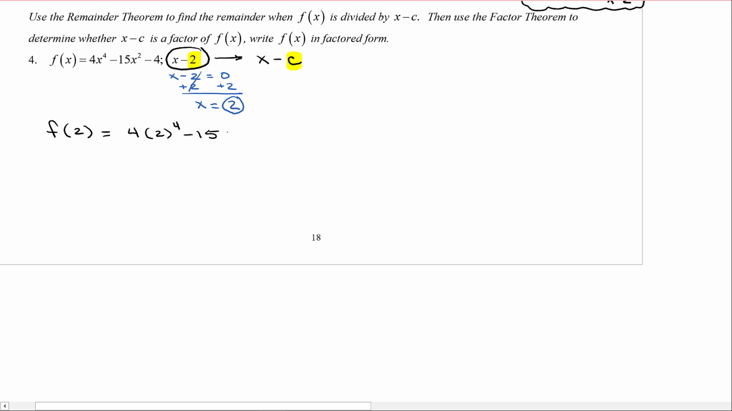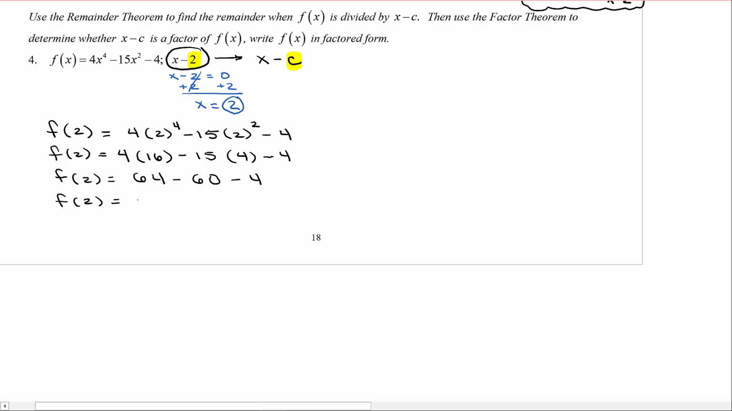So if I plug a 2 into this function, if I find f of 2, we're trying to see if this is a factor. If it's a factor, then it's going to be equal to 0. If it's not a factor, it'll be equal to any other number that's not 0.